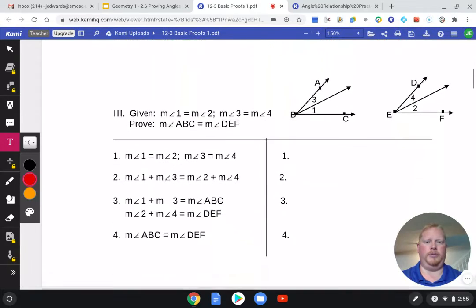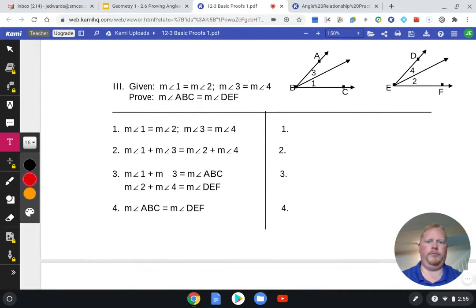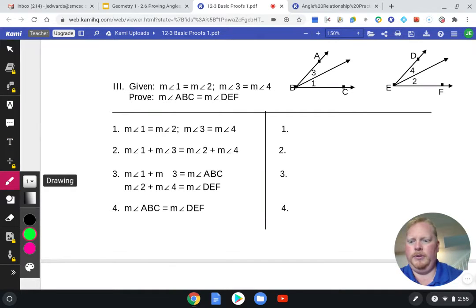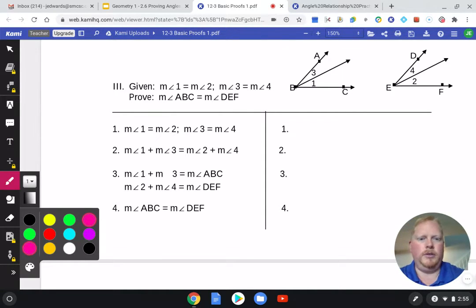Let's try another example. It says given angle 1 is the same as angle 2, and angle 3 is the same as angle 4. So I'm going to go ahead and mark this up. So 1 is the same as 2. I'm a visual guy. I like to mark up the diagram so I can see what's going on. And angle 3 is the same as angle 4. Okay, so that's the information that's given to us.